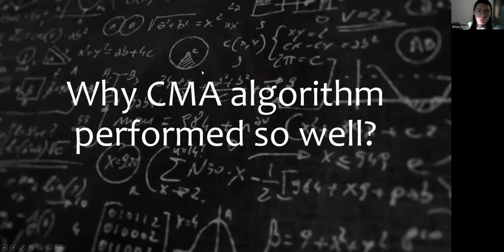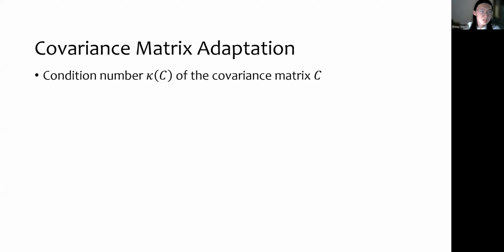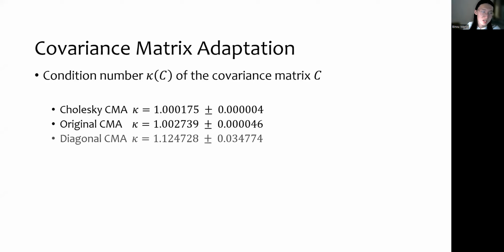So why does the CMA algorithm work so well? One hypothesis is the namesake, covariance matrix adaptation. So to validate that, we measure the condition number, kappa, of the covariance matrix C throughout the evolution. What we find is that for Cholesky CMA-ES, original and diagonal CMA-ES, even at the end of evolution, the condition number is really close to 1, which means the covariance matrix doesn't really change, and there's no anisotropy in the search dimensions or the exploration directions.